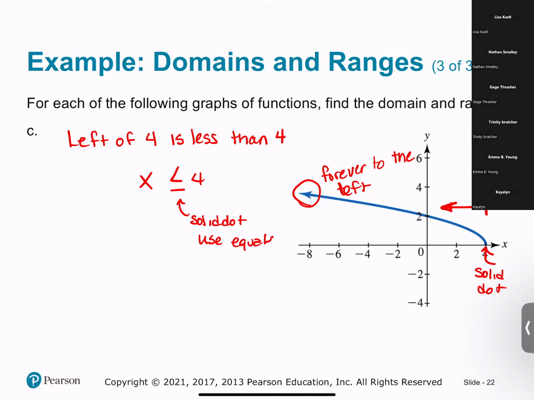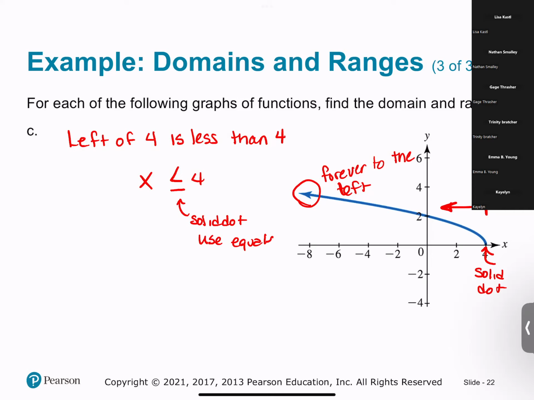And we're just going to put an x in there. So any value that's less than or equal to 4 is in the domain of that function. I mean, 0 is in the domain of that function. Negative 8 is in the domain of that function. Anything that's to the left of 4.